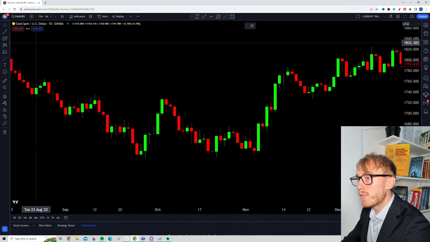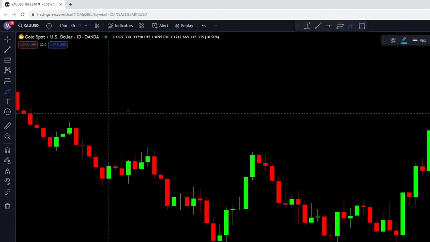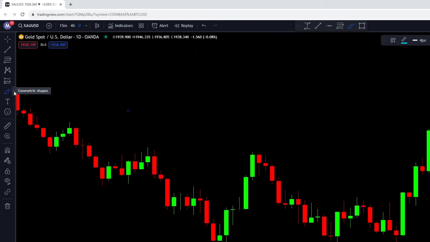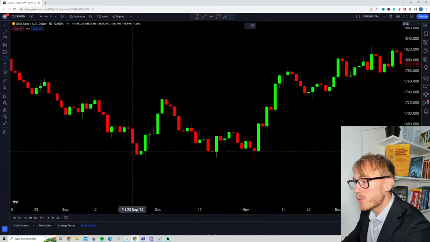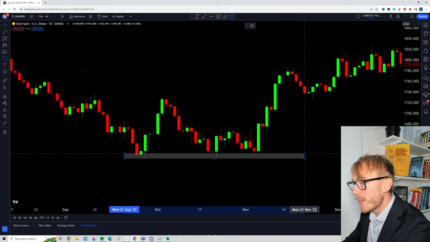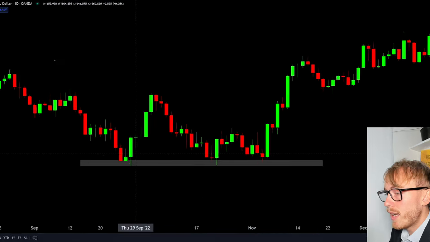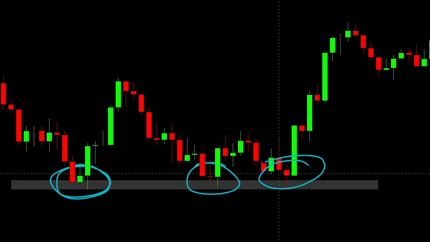To draw support levels, you can go up here to where it says trendline tools and use the horizontal line, but I actually prefer to go up here where it says geometric shapes and use the rectangle tool to draw my area of support. So as you can see right here, we have a key area of support, and it is at these key areas of either support and resistance where candlesticks are much more significant.